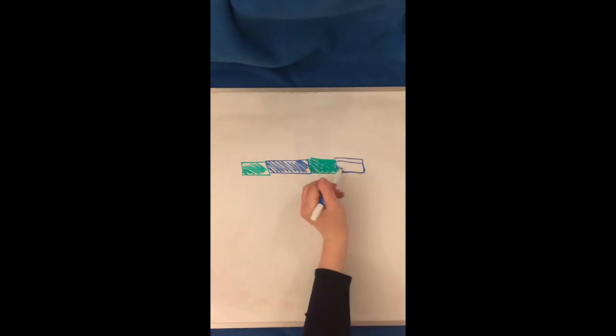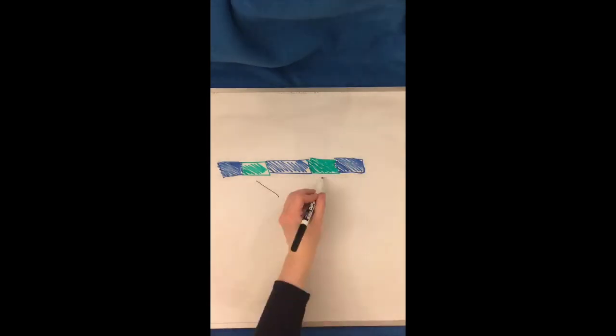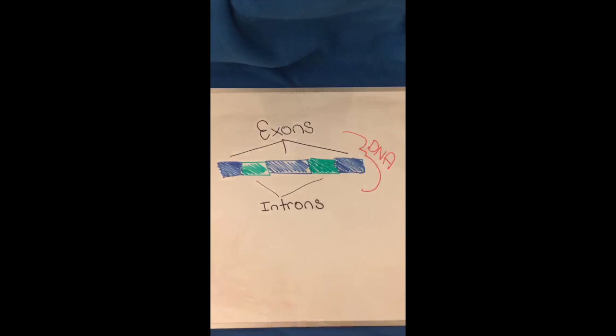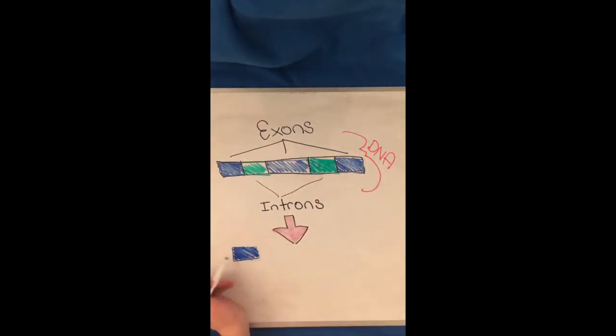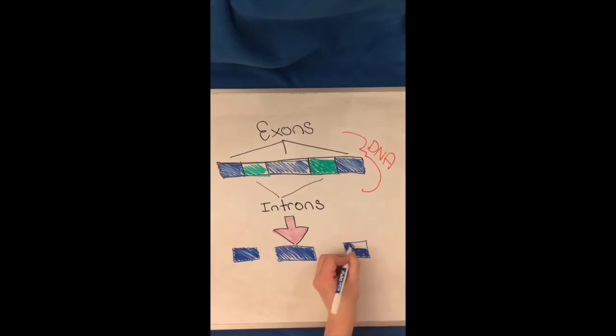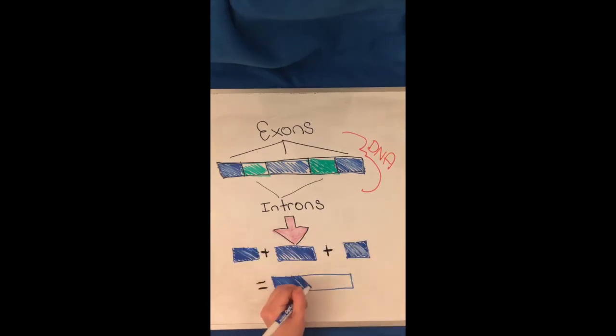The introns are between each exon and get removed during a process called splicing. What happens here is the introns are taken out of the sequence, leaving the exons in separate pieces. After this, the remaining pieces are combined together, forming the mRNA.